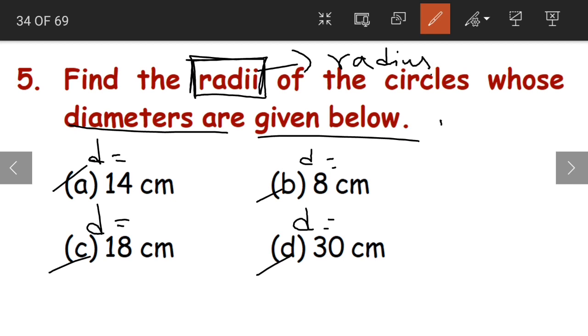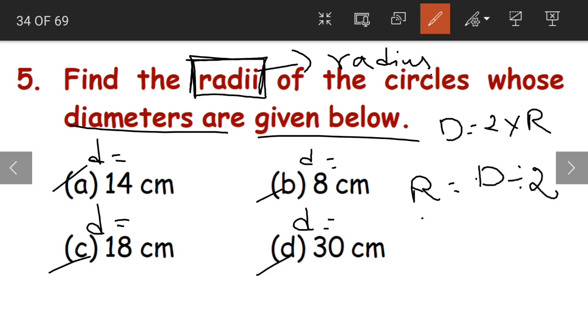So what is the relationship between the radius and diameter here? We know that diameter is equal to 2 into radius, and radius is equal to how much? Diameter divided by 2. Yes, how can we find out the radius when we have the diameter, children? Radius is equal to diameter divided by 2. So the first question, diameter 14 centimeters.